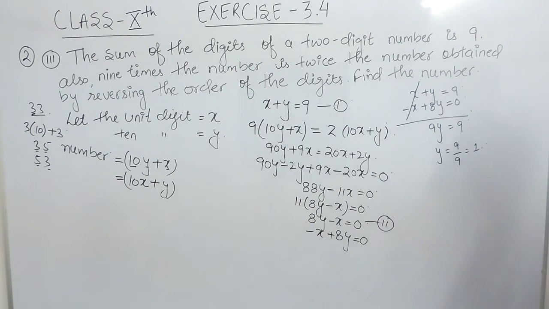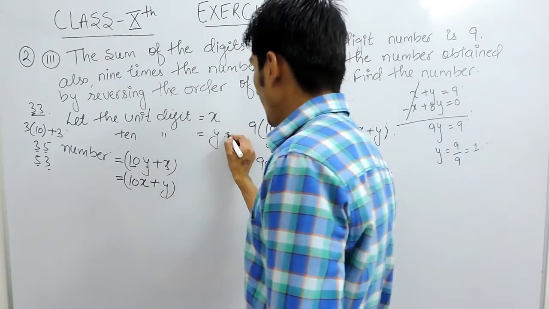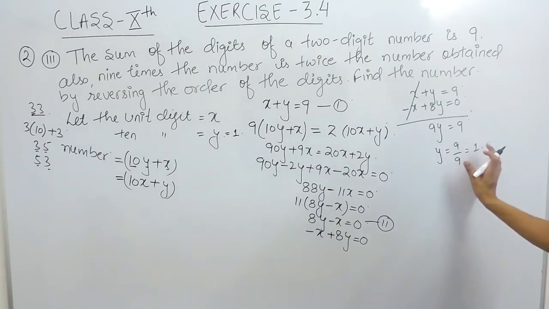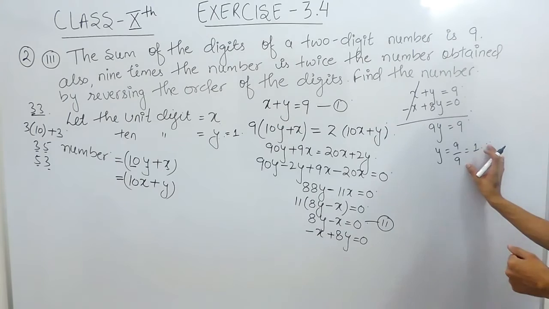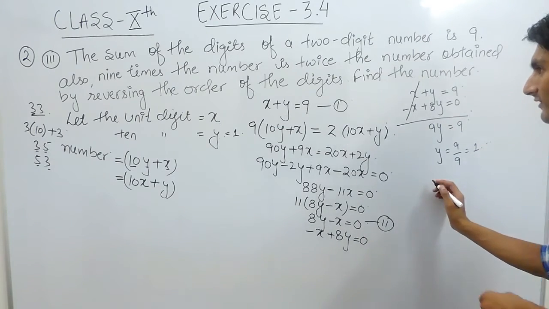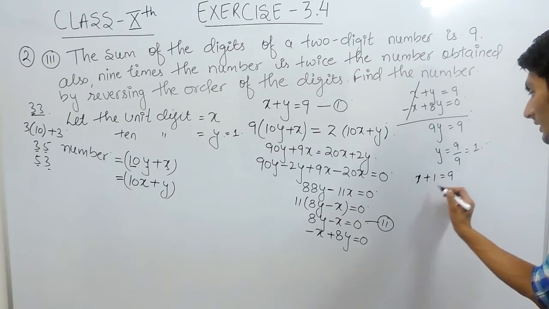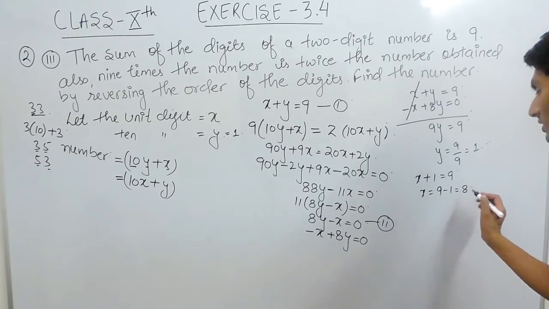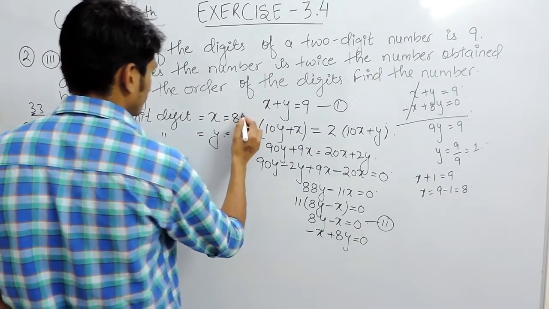So the value of y in this case should be 1. So the digit on the 10th place must be equal to 1. Now substitute the value of y in any of the equations. I am substituting it here. So the value of y is 1, so x plus 1 should be equal to 9. So x should be 9 minus 1, which is 8. So the value of x must be equal to 8.